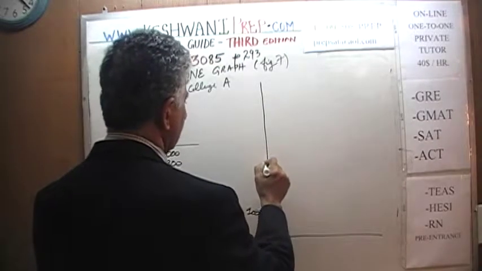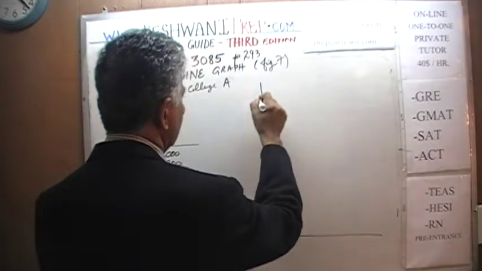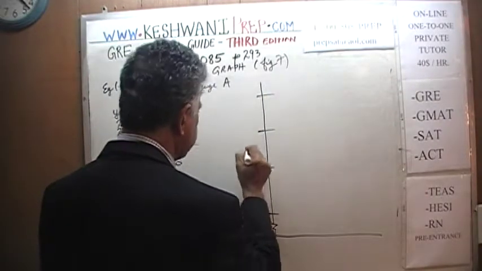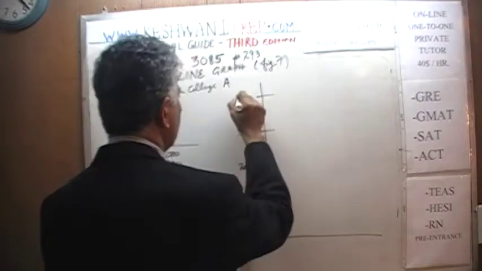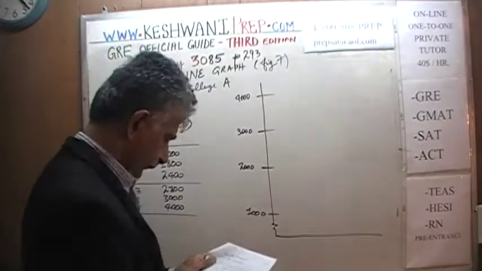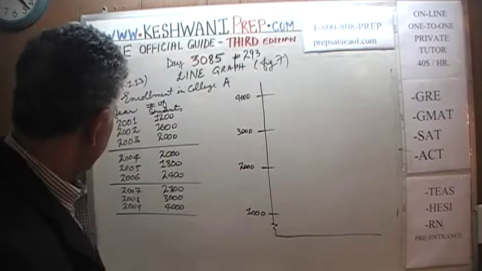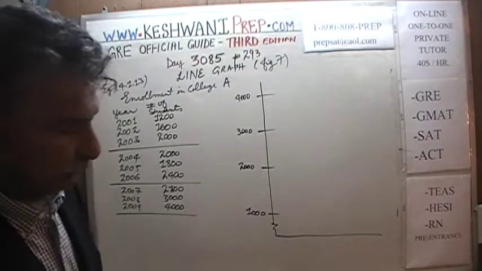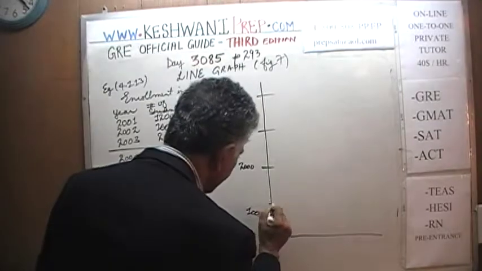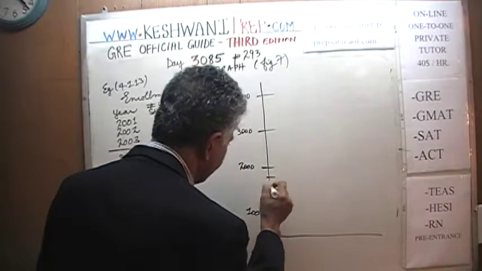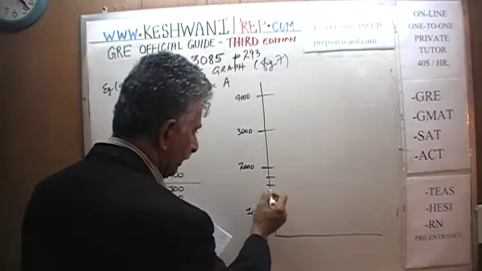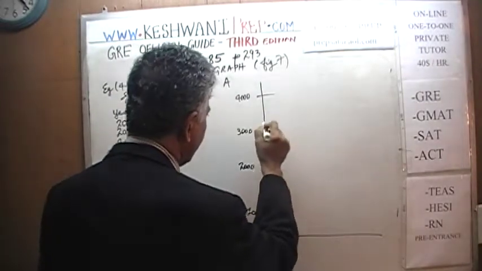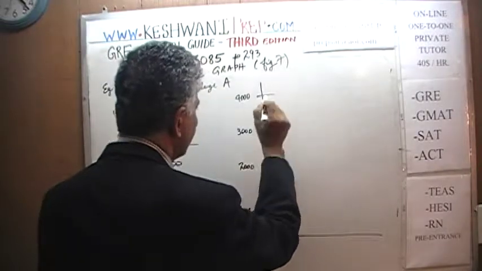and 2, 3, and 4, I think that should do it, 2,000, 3,000, and 4,000, and let's go in the increment of 200, that is, one-fifth of 1,000 is what I meant. So here we go, 1, 2, 3, 4, and 5, there you go. So 1,200, 1,400, 1,600, you get the idea.